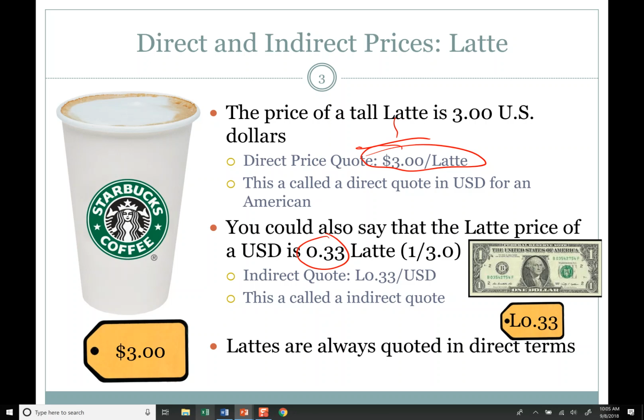Luckily, lattes are always quoted in direct terms, and their prices are determined by Starbucks. But it could be quoted the other way, right? You just say the price of that latte is 0.33 lattes per dollar.